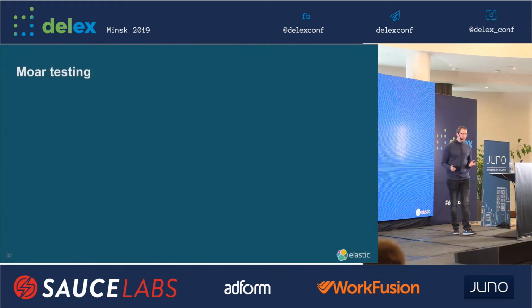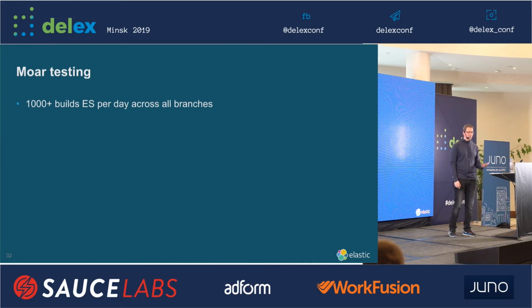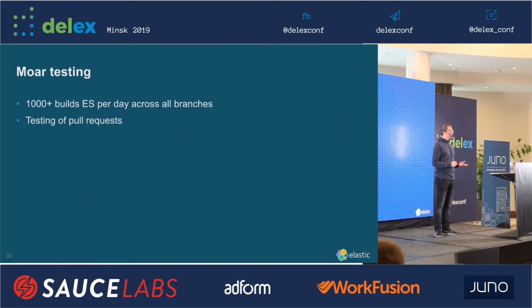And of course, we do more testing. I think we have about 1,000 builds from across all the Elasticsearch branches per day. We recently added 2 more branches because of release plans, which means there are even more builds nowadays, I would say. We test all pull requests. Whenever someone of us updates a pull request, we trigger a new build, and we only merge pull requests if all of the tests are green.